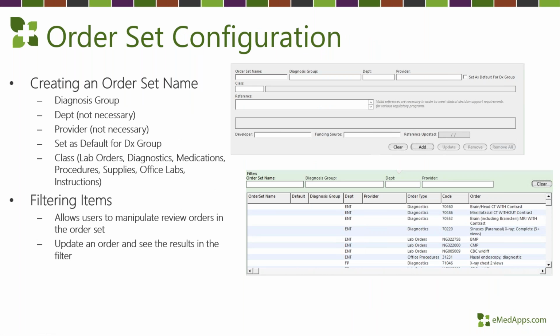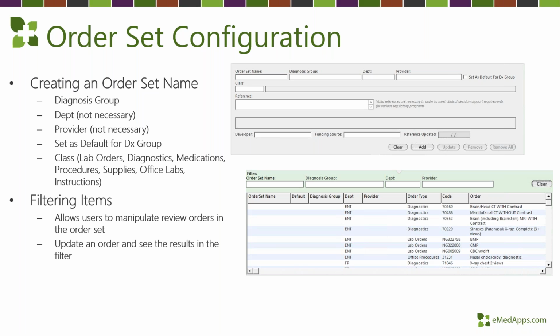So one of the things we're going to cover is the order set configuration. Essentially, the order sets are what drives this template. You could create an order set and then attach it to a diagnosis group. So I keep using the example of diabetes. If the order set name that you create, say for example, Emed Apps webinar, and the diagnosis group is diabetes, then any of those diagnoses that are attached to that diagnosis group would then pull in that order set for you. And then there's a few other fields here that do affect how the template will function.